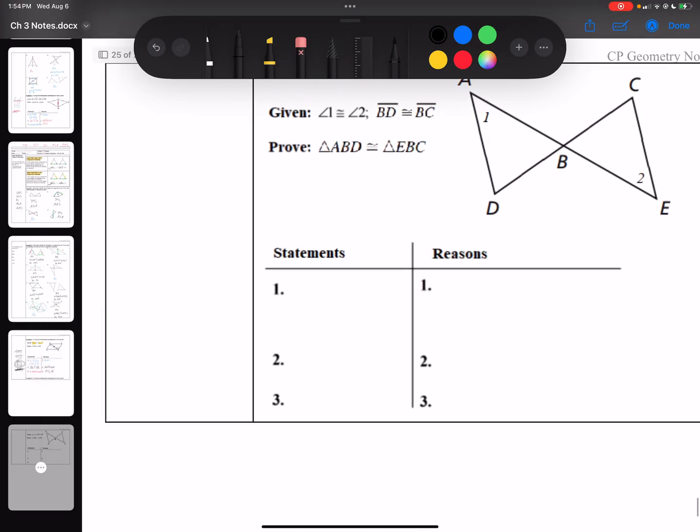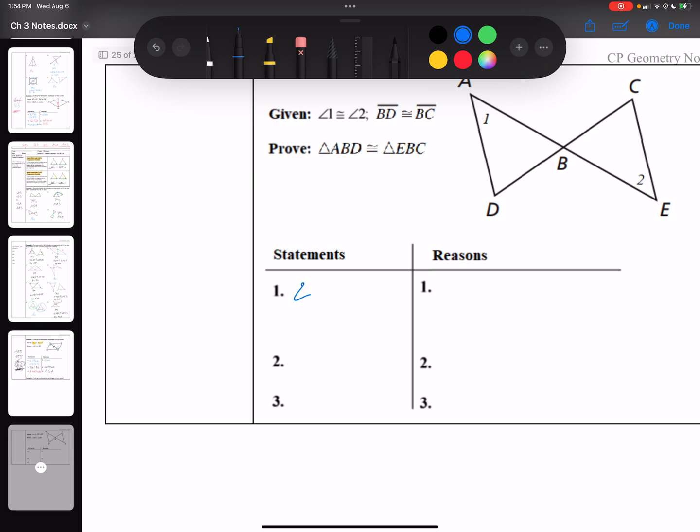Next one. We're given that angle 1 is congruent to angle 2. I was given that BD was congruent to BC. And I'm trying to prove that those triangles are congruent. So this is what was given to me.